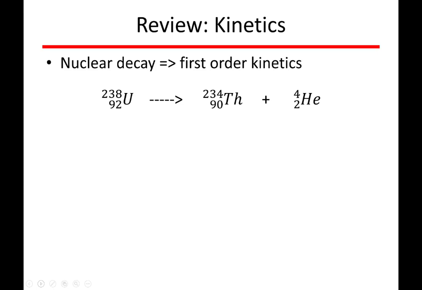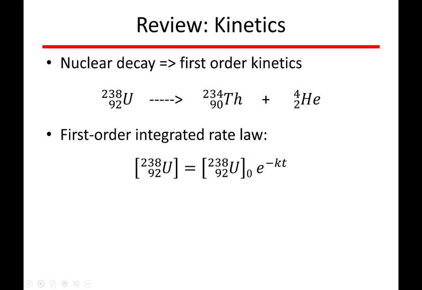We could study this reaction for the decay of uranium-238. It emits an alpha particle to form thorium-234. And if we wanted to calculate the amount of uranium-238 at any point during the reaction, we can use the first-order integrated rate law, which says that the new concentration of uranium-238 is equal to the initial concentration of uranium-238 times e to the negative kT.